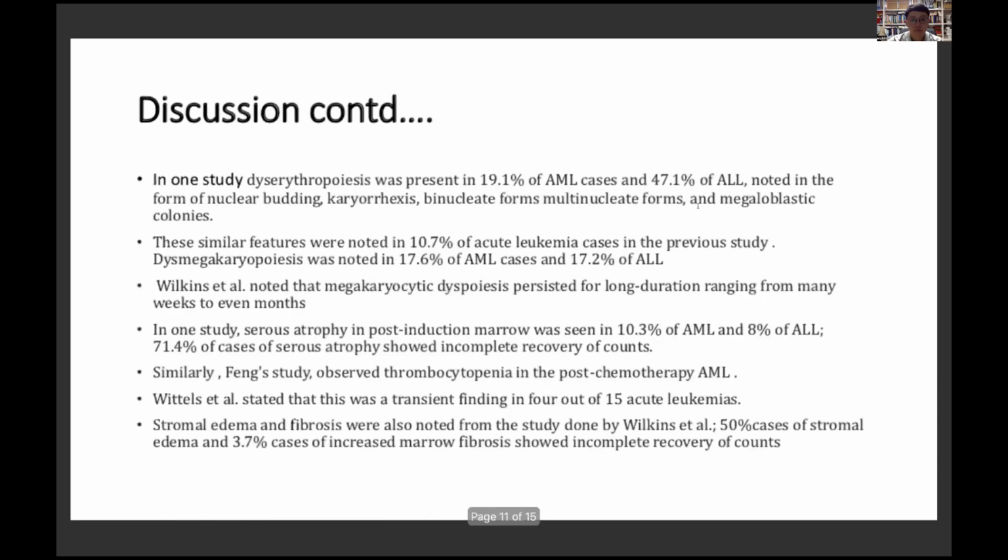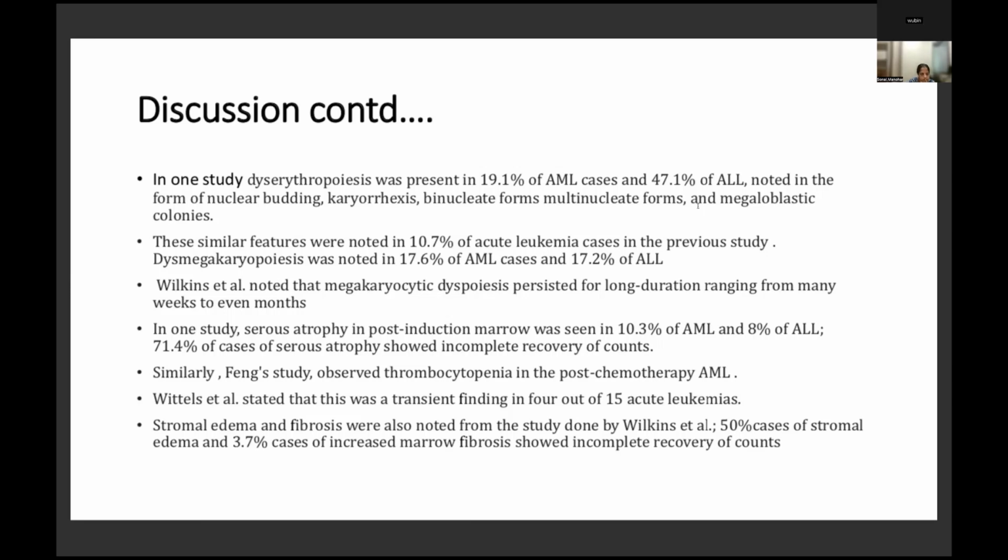Next slide. So again, the discussion continues. I have just shown a comparator where a lot of cases were getting dysmegakaryopoiesis, just like in our case. There were cases which were showing incomplete recovery. There was a study where 10.3% of AML and 8% did not show recovery. So this is not a new finding, but it is a finding which is important to know. Next slide.